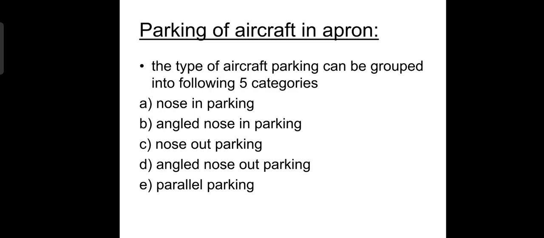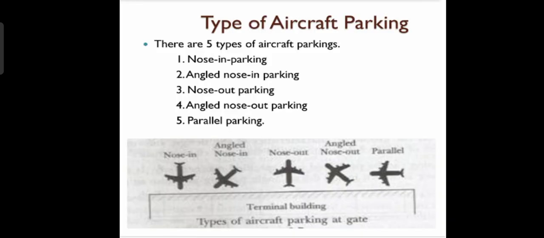Parking of aircraft in apron. The types of aircraft parking can be grouped into the following 5 categories: nose in parking, angled nose in parking, nose out parking, angled nose out parking, parallel parking. The types of aircraft parking, that picture is being given.